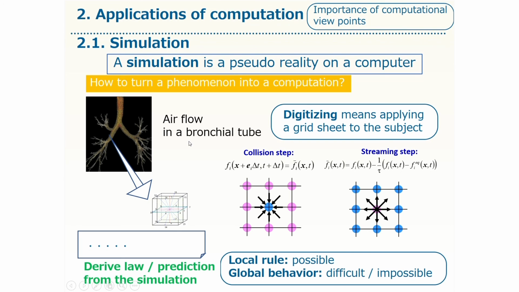Here is a simulation for investigating airflow dynamics in a bronchial tube of humans. Again, we considered digitization, which is now a three-dimensional grid, expressing a tube by a collection of cubes. Although it is not so easy and the formula gets complicated, it is still possible to express air movement from one cube to the next cube. But it may be very difficult or impossible to understand the global behavior analytically. Then computer simulation is important to derive some law for predicting how a certain disease affects the airflow.